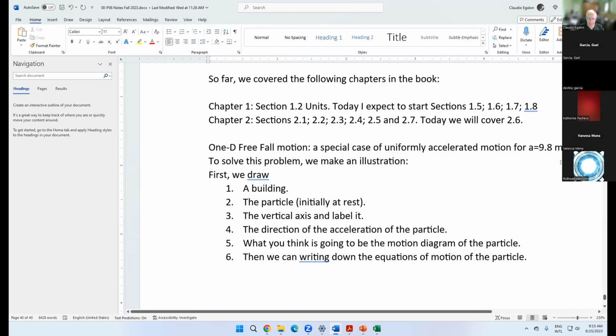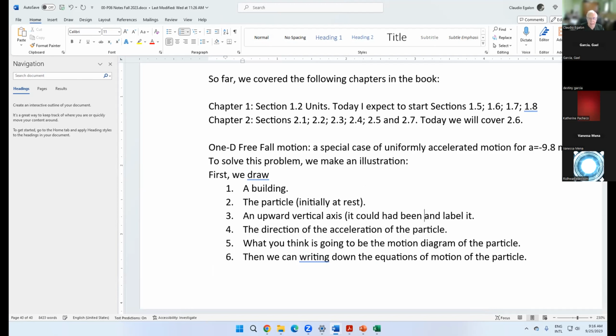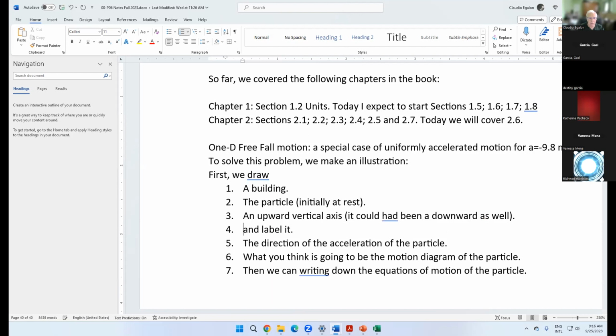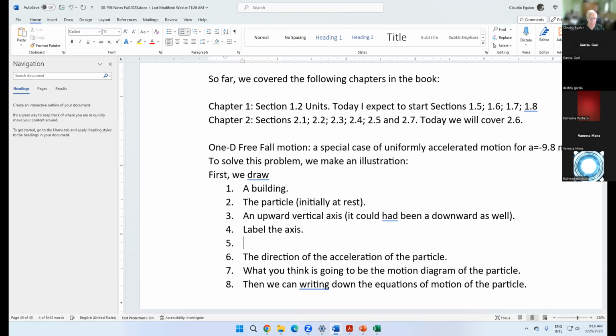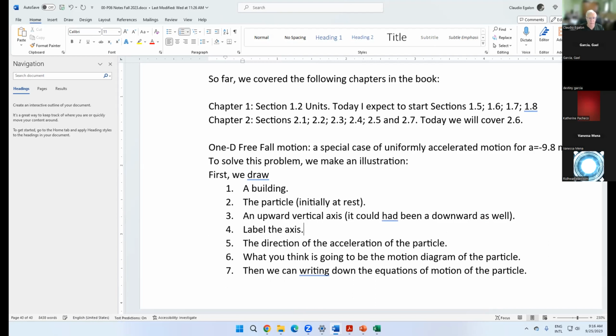In this case, because I choose an upward vertical axis, let's put here an upward vertical axis. It could have been a downward as well. Right? Label the axis, the direction of the acceleration of the particle. Then we can write down the equation of motion of the particle.